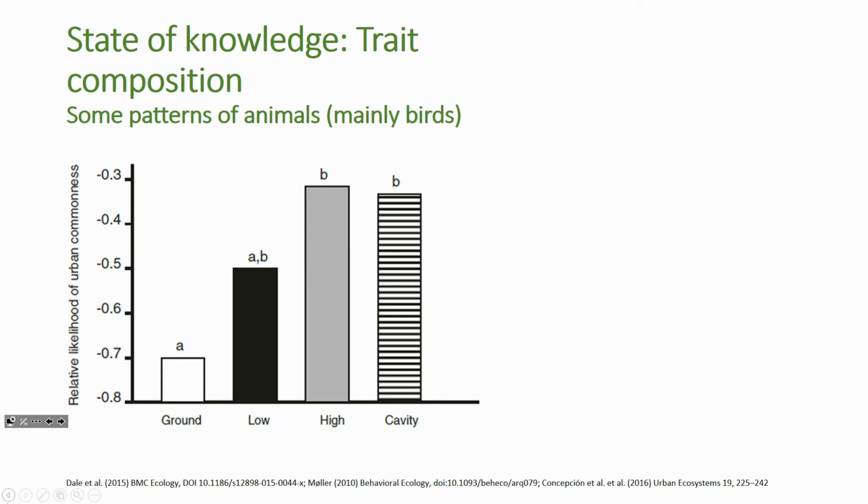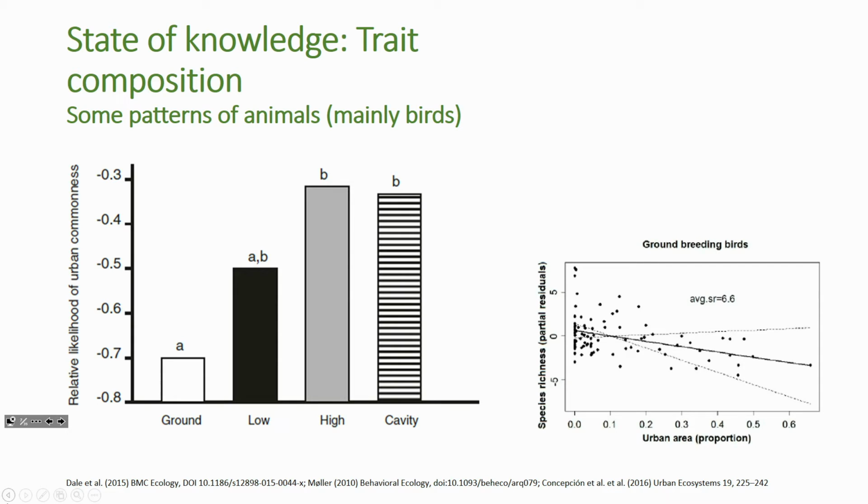And nicely, this pattern has not only been shown by one study, but really by several studies, such as, for example, by Concepcion et al. In this figure down here, they analyzed a larger landscape in Switzerland and had a look at how the proportion of urban areas within this landscape influenced the richness of ground breeding birds. So again, birds that have their nests on the ground. And they found a strong increase of the richness of this group with urbanization.